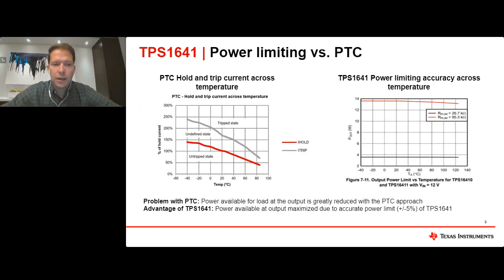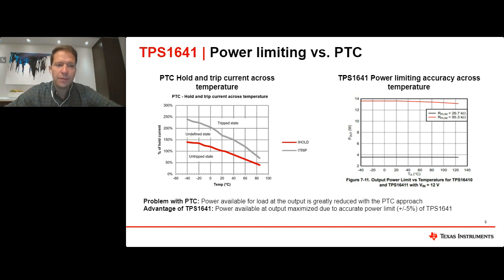So traditionally, in the past, what's been used to do power limiting has been PTCs, or positive temperature coefficient fuses. These devices, as it says in the name, are related to temperature. With that being the case, they can vary pretty substantially in terms of when they actually trip, depending on what temperature they're operating at. If you look at the figure to the left here, it showcases where the trip value would be across temperature, and you can see that it varies pretty substantially.